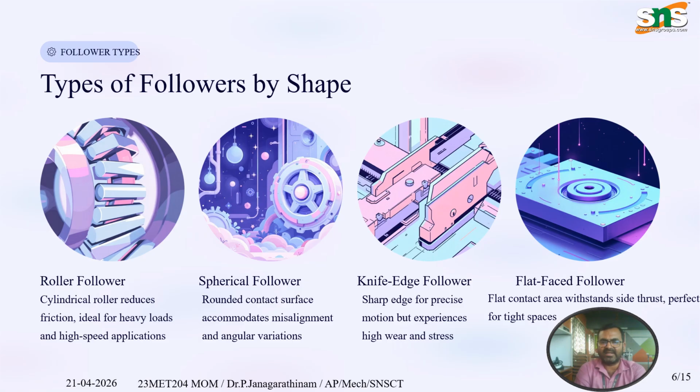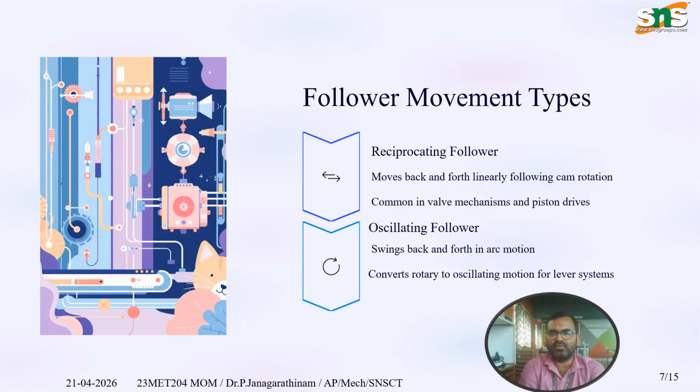These are the different types of followers based on their shape. Now the follower movement types. The reciprocating follower moves back and forth linearly following the cam rotation. Based on the cam rotation, it moves back and forth in linear motion. It is common in valve mechanisms and piston drives, and it is useful in reciprocating mechanisms and IC engines. It moves through either forward or retraction motion. The oscillating follower swings back and forth in arc motion. It converts rotary to oscillating motion for lever systems.